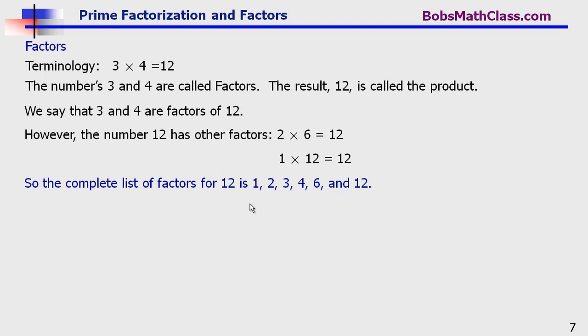Okay, let's talk about factors. We were talking earlier about prime factors. 3 and 4, 3 times 4 equals 12. They're called factors, and the result 12 is called the product.